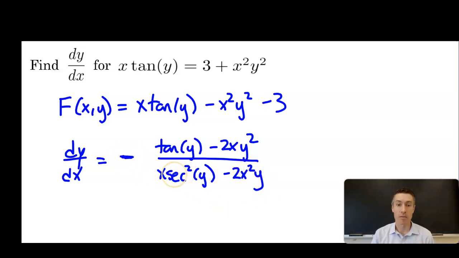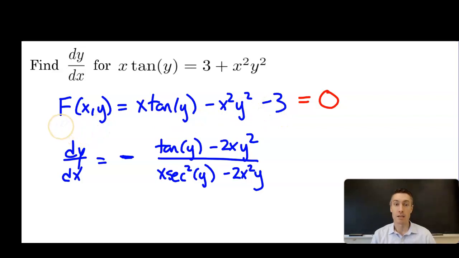Don't forget about that negative right there. That is dy/dx. There's implicit differentiation, but using partial derivatives. Again, just for emphasis, we're assuming f(x, y) equals 0 is the level curve. That's the same as this implicitly defined curve.